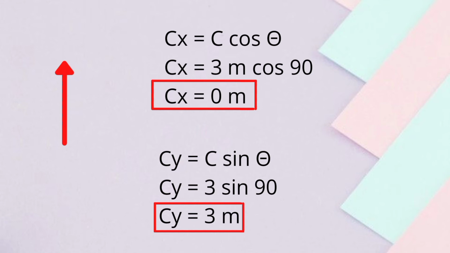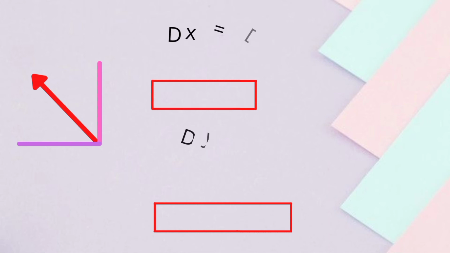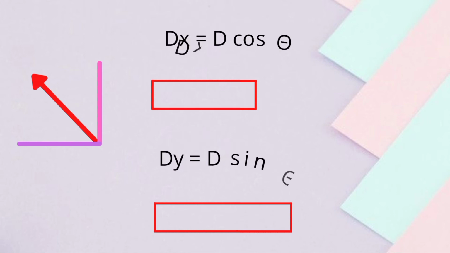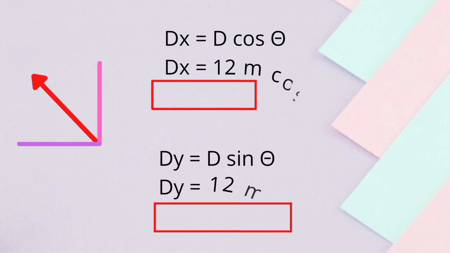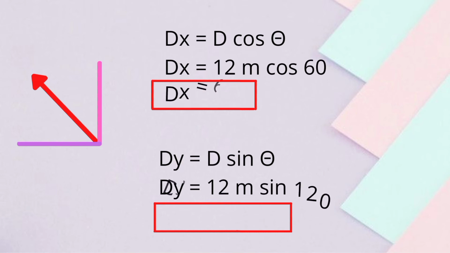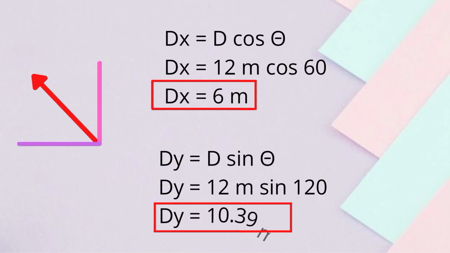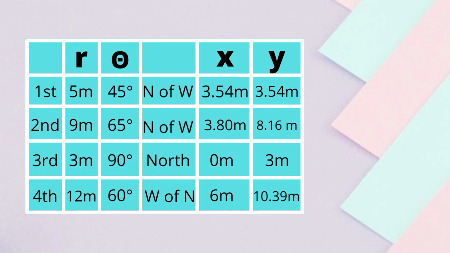For our last vector, which is the 12 meters and 60 degrees west of north, we will just substitute our given, and that will give us an answer of 6 meters. For our y component of D, we will substitute our given, which is the 12 meters and 120 degrees. That will give us an answer of 10.39 meters. We are now complete with our table.